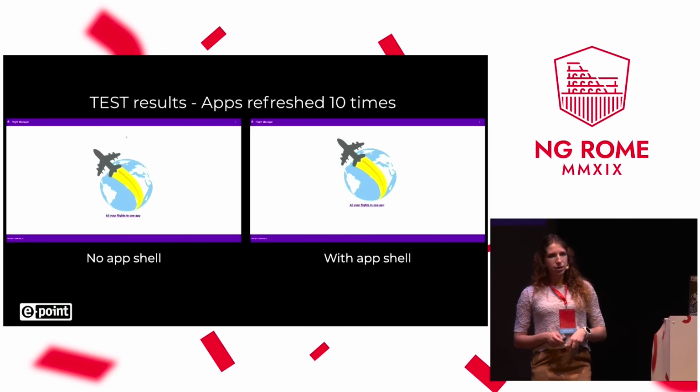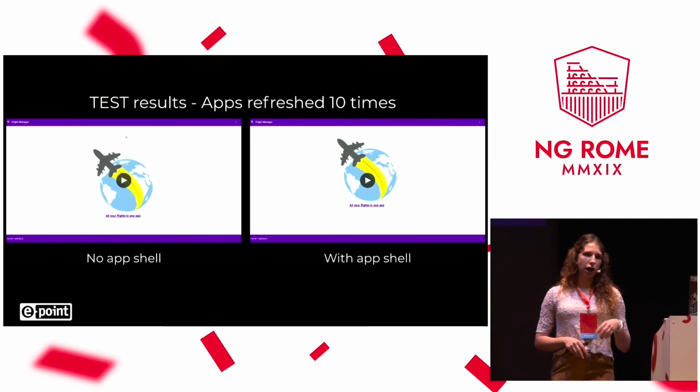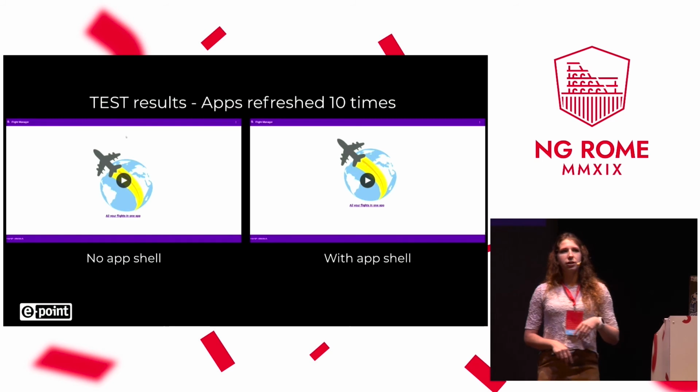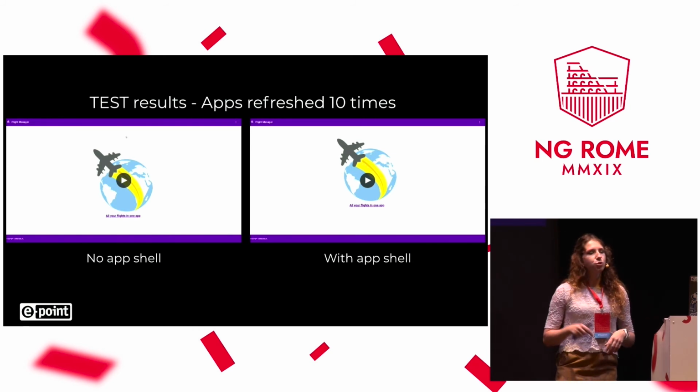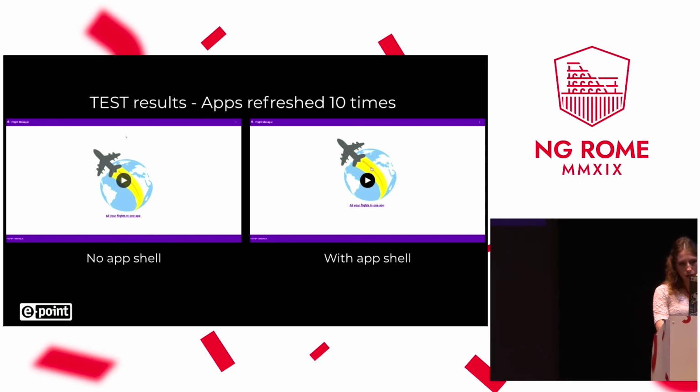And I did a test with the app shell. So I created a basic Angular app. I built it and deployed it on a remote server. And after that, I added the app shell, rebuilt it, and redeployed it on another server. And I tried to refresh both pages. And here you can see an example of how it looks.